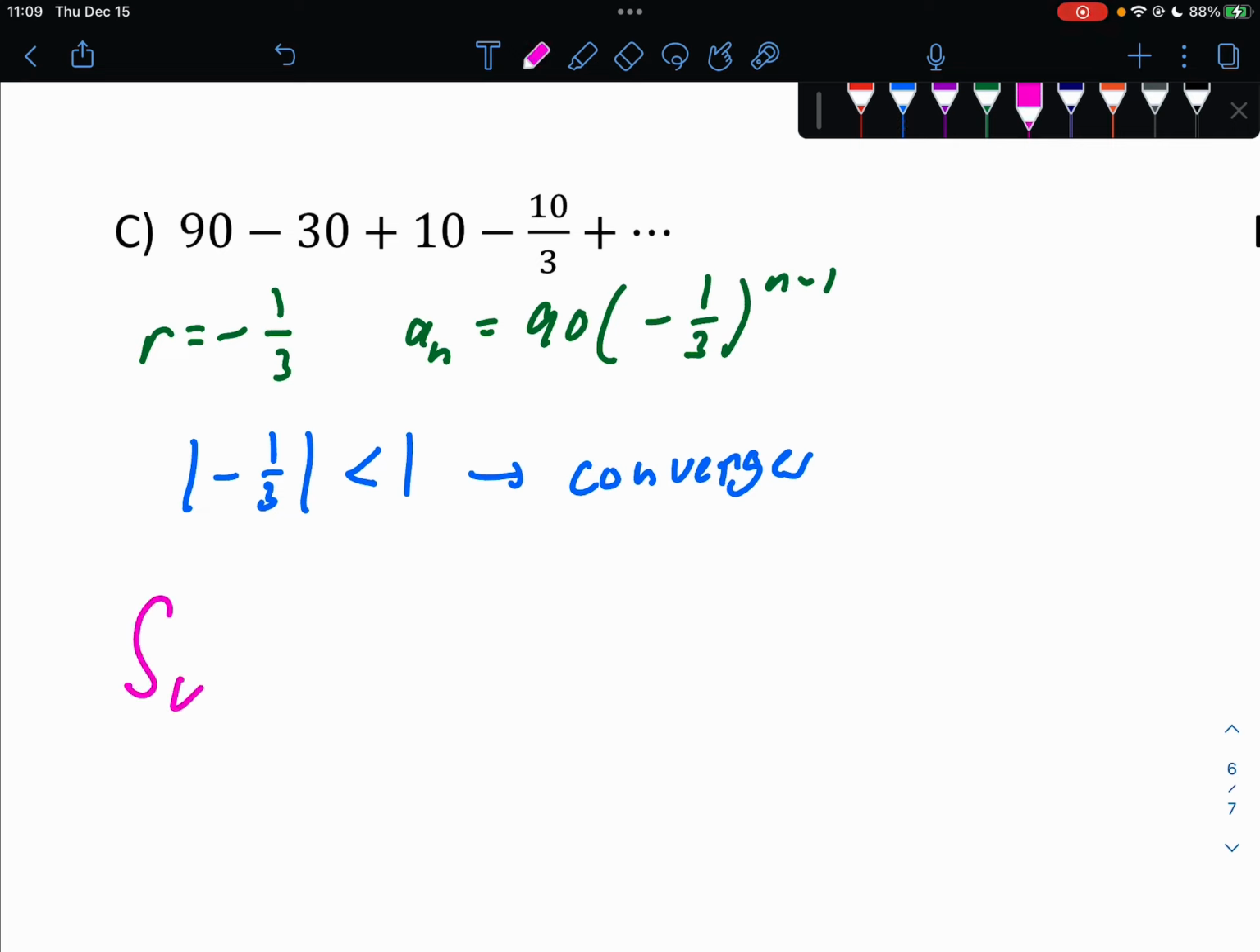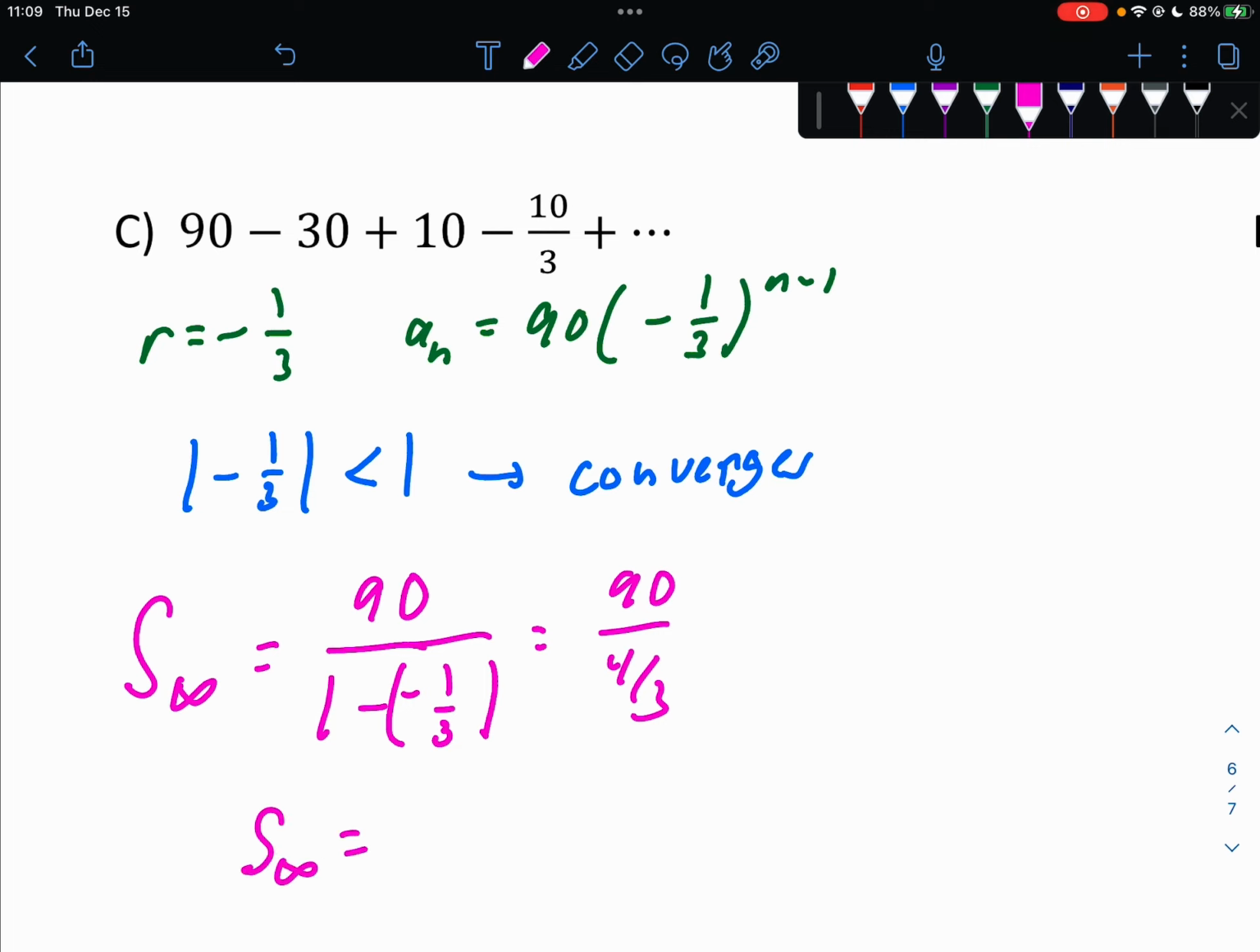So the sum of the first infinite terms would be a sub 1 over 1 minus r. So it's 90 over 1 plus 1/3, which is 4/3, which is 67.5. Or if you want to give me that in fraction form, that's fine too.